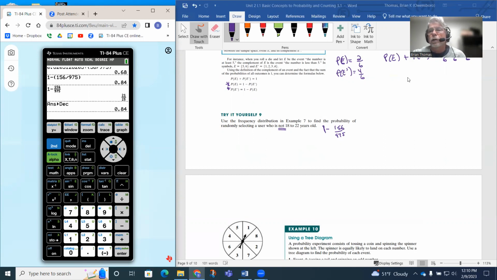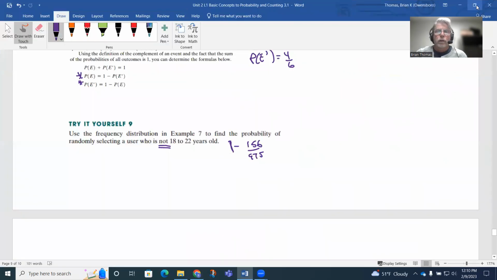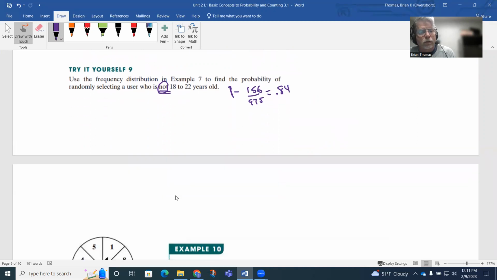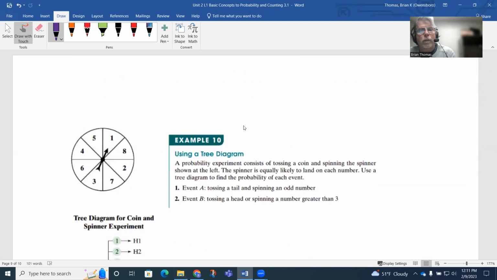So that's kind of how we deal with the complement. So that was 0.84. So one thing you watch out for is this word not. If you see that word not, there's a darn good chance we're involving the complement. So what I got to do is identify what we're looking at, and then we go 1 minus that, and that'll give us what we call the complement. Okay, so I'll stop there on that.